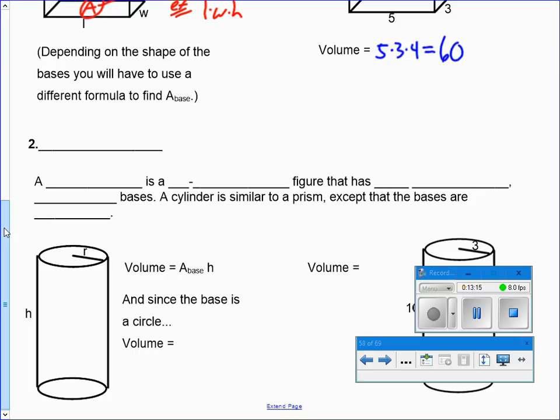Our second 3D shape is called a cylinder. It's very similar to a prism. It has a different type of base. A cylinder, another three-dimensional shape, has two parallel circular bases. So instead of two parallel polygon bases like the prism, it has two parallel circular bases. That's our only difference, that the bases are circles instead of polygons.